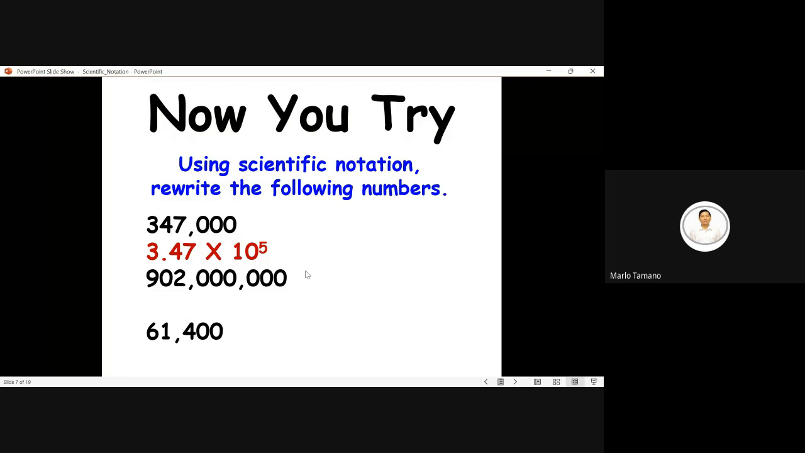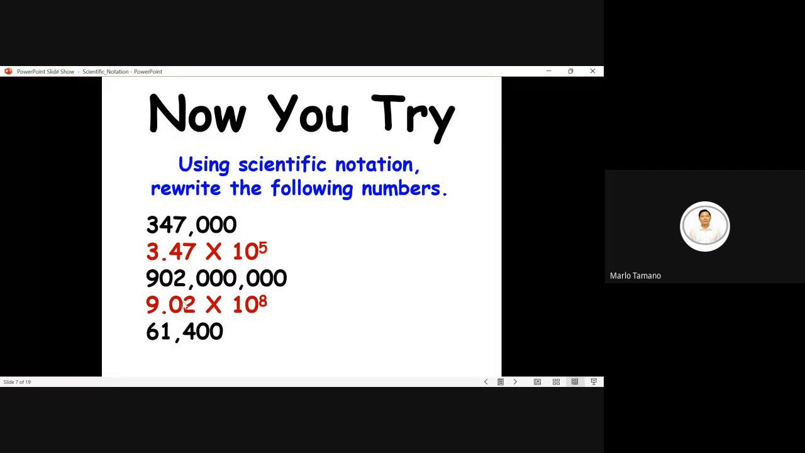Another, we have here 902 million. What is the scientific notation of it? 9.2 times 10 to the eighth power. That is correct and very good.